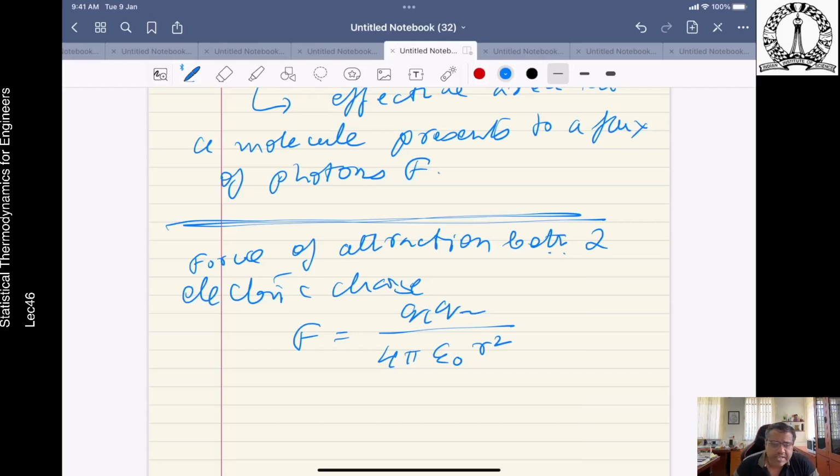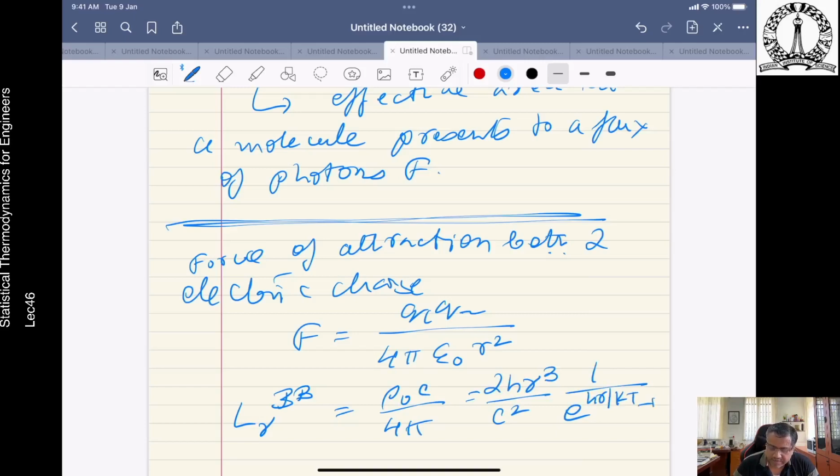However, the spectral radiance of a black body is given as rho v c by 4 pi, which is equal to 2 h v cube by c square into 1 by e to the h v by kT minus 1. The case of weak electromagnetic radiation interacting with the system is also common. In fact, before the development of lasers in the 1960s, the weak field case applied to all regions of the spectrum except the radio frequency and microwave region, for which powerful coherent sources were available.